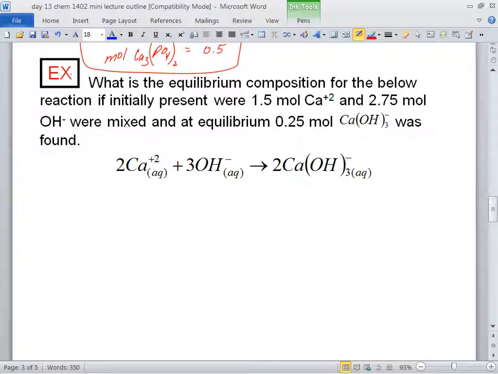Remember, negative for reactants, positive for products. Yep.